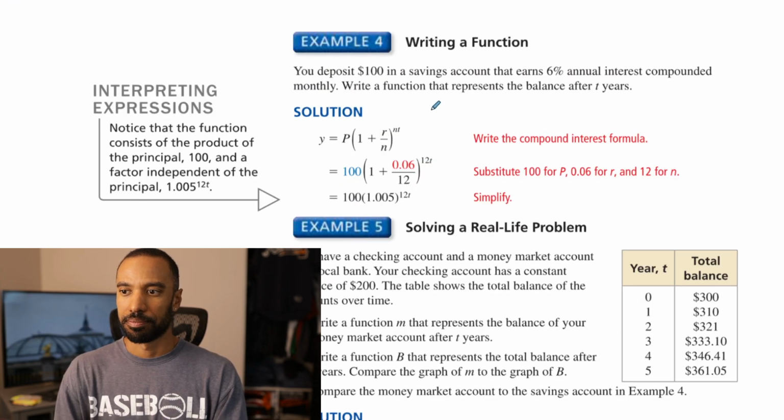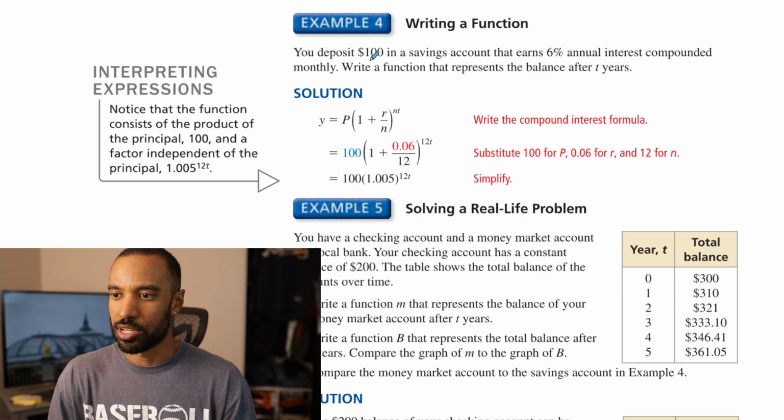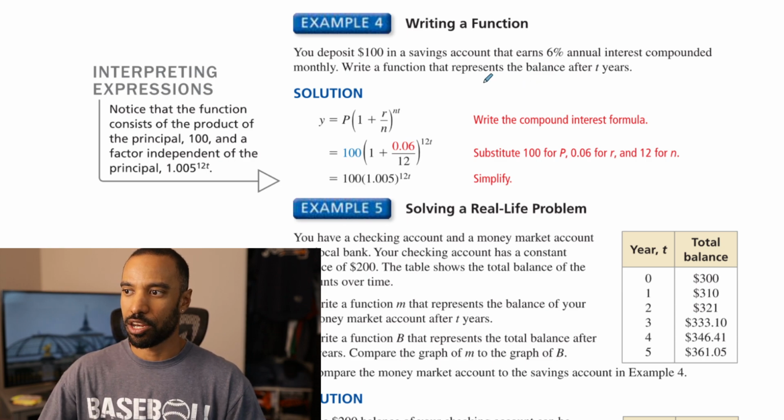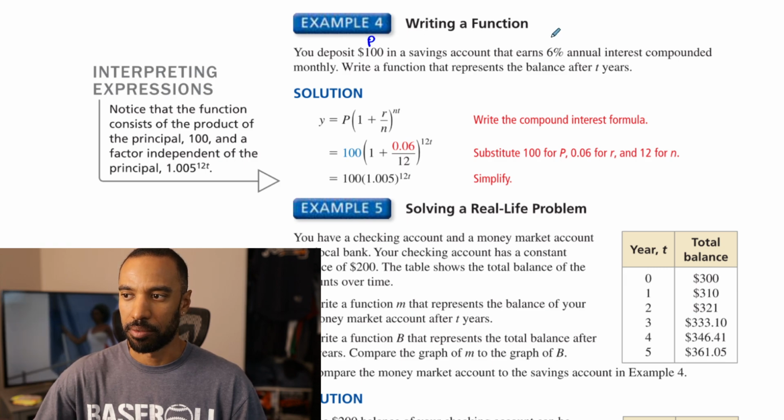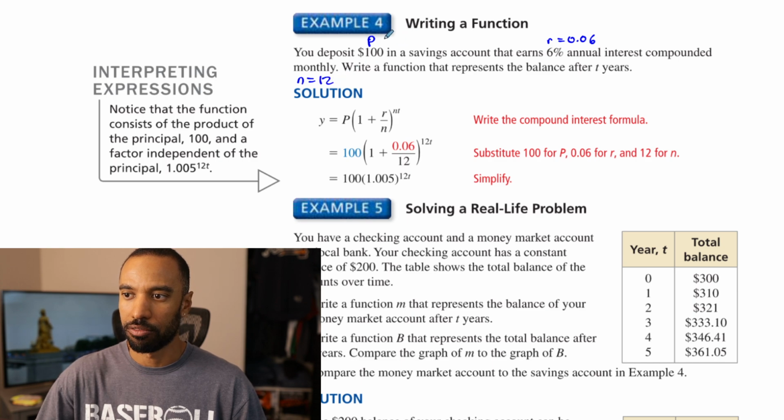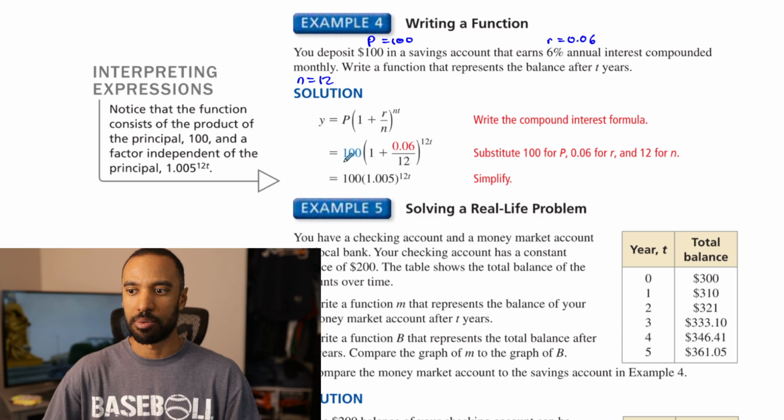Okay, so writing a function. You deposit $100 in a savings account that earns 6% annual interest compounded monthly. So $100 is your principal amount. 6% annual interest, that's your r value, but of course we need the decimal equivalent. Compounded monthly, this is where you get an n value of 12. P is 100, r is 0.06, n is 12. Write a function that represents this.